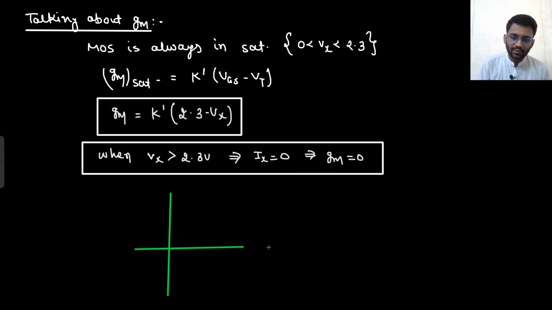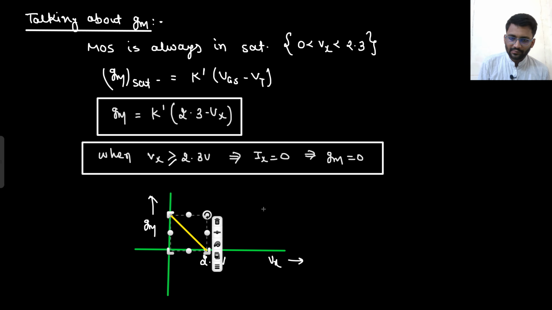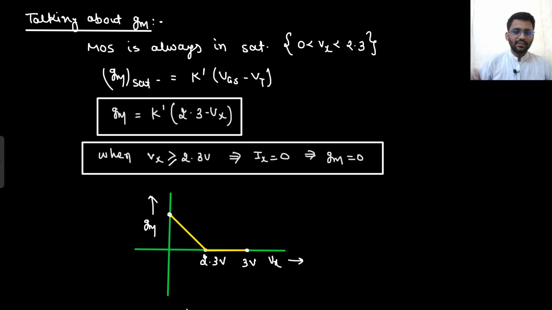We are going to draw the Gm versus Vx curve. If Vx is 0, then this is your Gm: K dash into 2.3. And if Vx is 2.3 volt, you can put equal here as well, because at 2.3 as well, it will become 0. So it is decreasing like this. After that, it is going towards 0 till 3 volt. Well and good. That's it. So this is the curve.